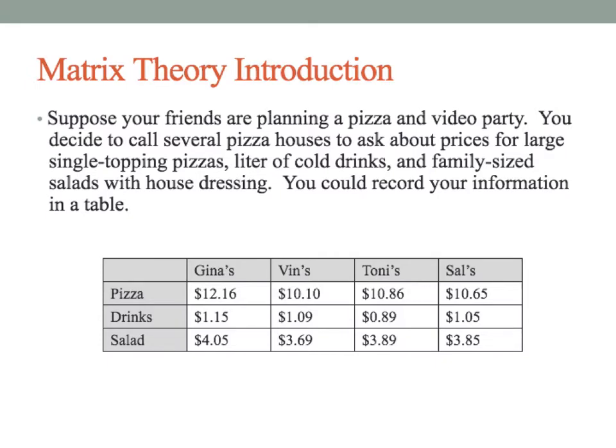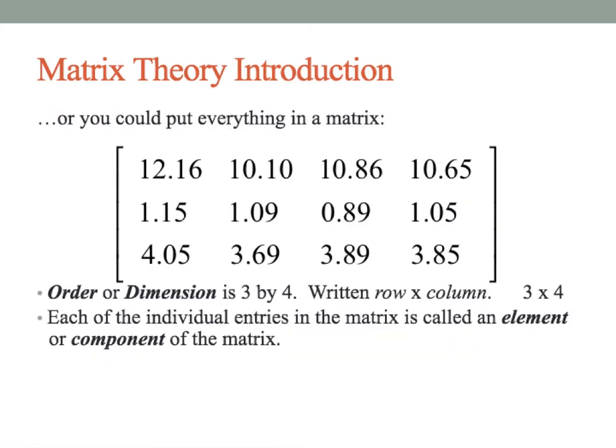So here's a word problem, for example. Your friends are planning a pizza and video party. You decide to call several pizza houses to ask about prices for large single-topping pizzas, liters of cold drinks, and family-sized salads with house dressing. If you wanted to, you could record your information in a table if you had some very organized and nerdy friends. And you could also take that information and put it into a matrix.